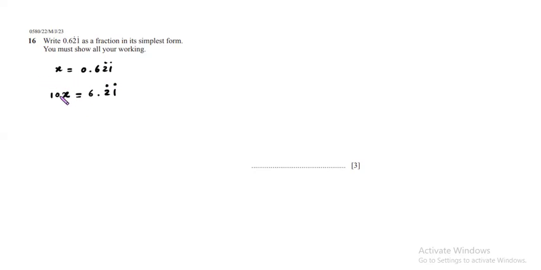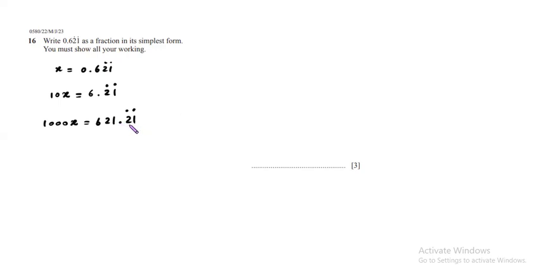I times it by a 10 because I can have only the digits that are recurring after the decimal point. Next, I'm going to times the same first equation by 1,000. So that becomes 1000x, which is equal to this. When I multiply by 1,000, it moves three steps to the right. So this becomes 621.21. And the 2 and the 1 is recurring.